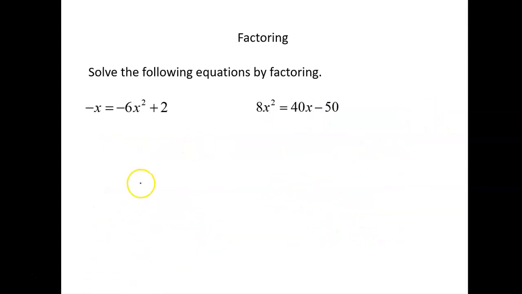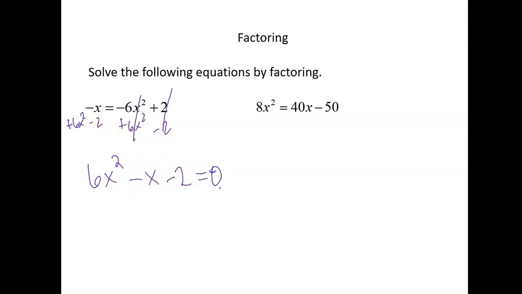Okay. Negative x equals -6x squared plus 2. Again, it doesn't matter which direction I move things. Some people probably want to do it so that they only have to move one term. I like to keep my x squared term positive, so in that case I'm going to be adding 6x squared and subtracting 2 from both sides. Now remember, I want this in standard form, so I would put the 6x squared first, the minus x second, and the minus 2 third, and that would equal 0.